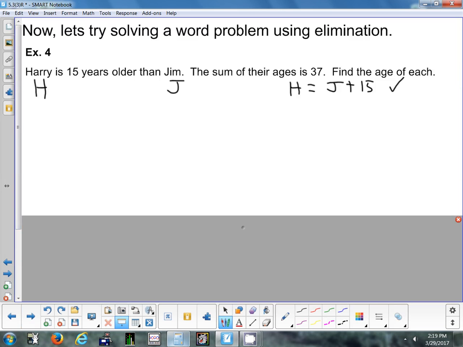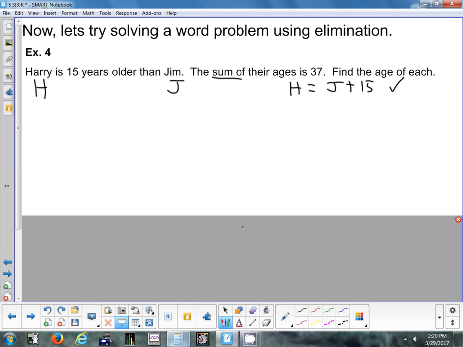What if it said Harry is 15 years younger than Jim? Which order would it be? If it said younger, you always put the person first and then the number that they're younger after. Can we make it negative 15 plus J? Yep, you could also do negative 15 plus J. All right, the second sentence.